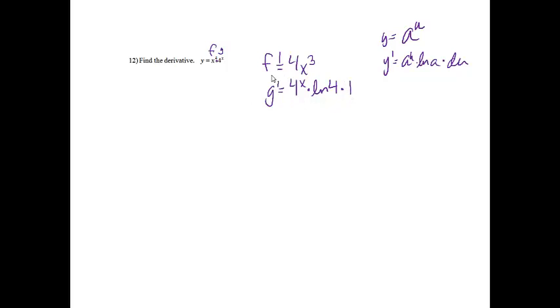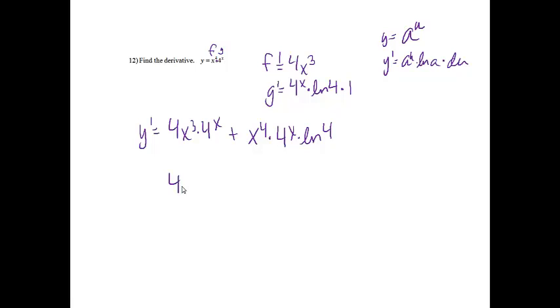Okay, now I'm ready to use the product rule, so I'll get y prime equals f prime times g, so I'll get 4x cubed times 4 to the x, plus f times g prime, x to the 4th times 4 to the x times the natural log of 4. Okay, and then from here we can see what we can factor out.